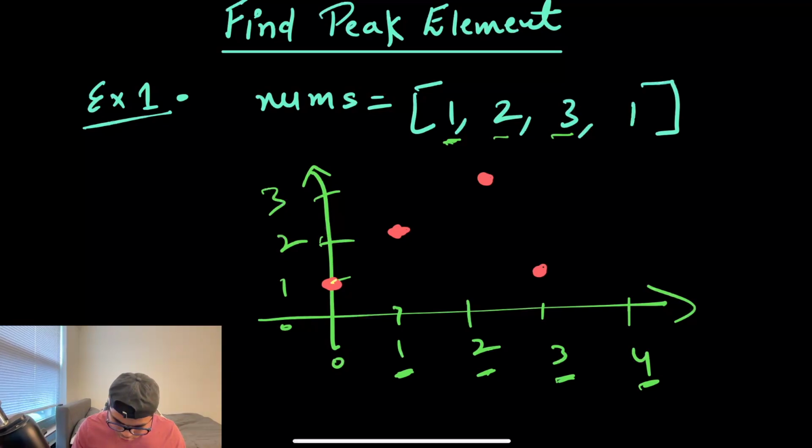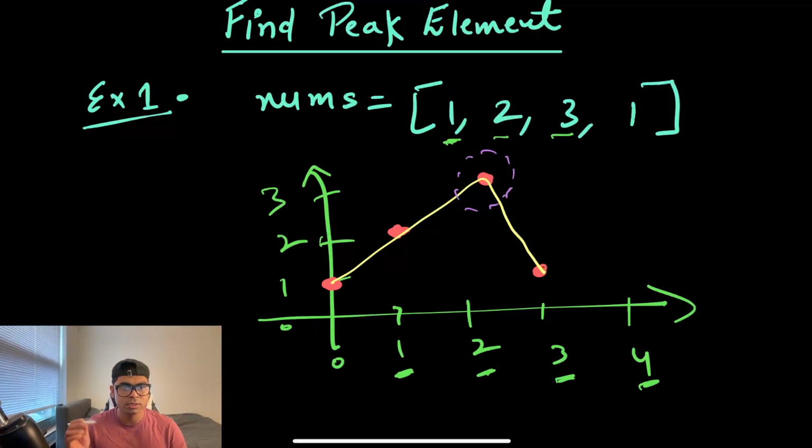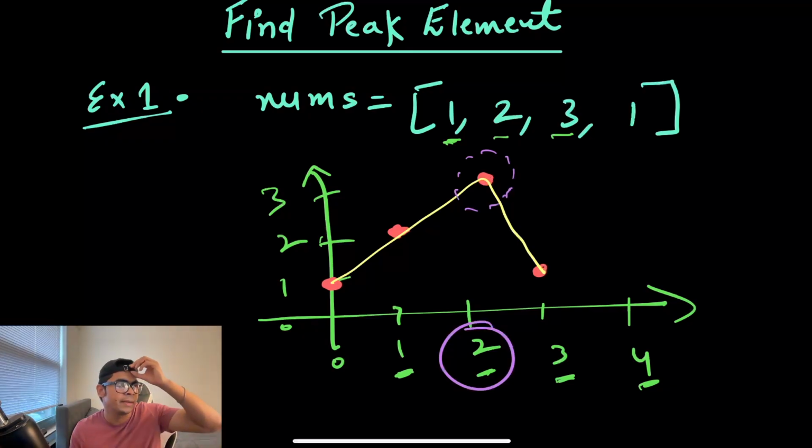Now you can see directly what the peak element is, and this is our peak element. So we're going to return 2. Why 2? Because it's the index, and that's what we need to return. We are not returning the element. That's not what they asked. They asked us to return the index of the peak element.